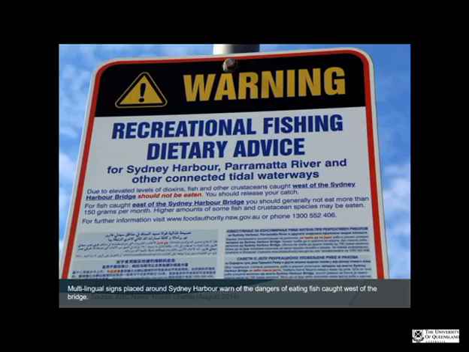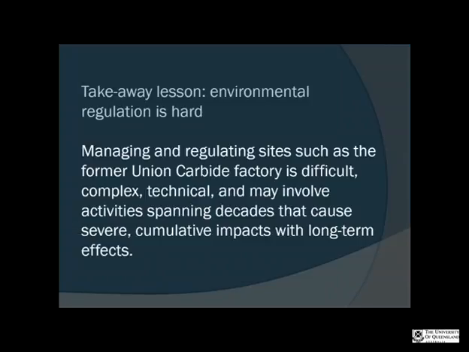Again, signs were going up. Recreational fishing dietary advice. Due to elevated levels of dioxins, fish and other crustaceans caught west of the Sydney Harbour Bridge should not be eaten. You should release your catch. For fish caught east of the Sydney Harbour Bridge, you should generally not eat more than 150 grams per month, and so on and so forth. And then we had people calling for the government to carry out widespread testing of recreational and commercial fishermen who've been exposed to this water and exposed to eating the fish and so on. And there was certainly a significant amount of community concern.